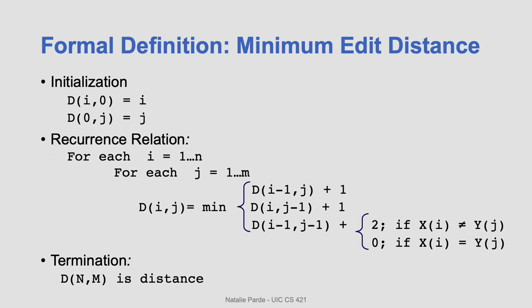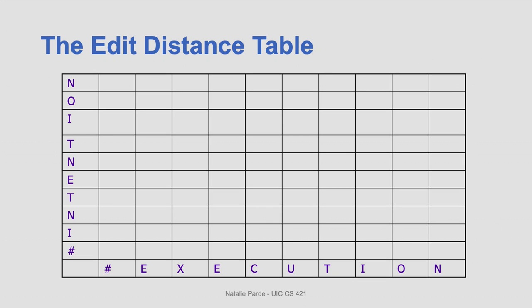And finally, when we reach the end of both strings, we terminate this process, and we have our minimum edit distance. So now we can work out an example of that process. We'll start out with a completely empty table, and we want to find the minimum edit distance for transforming intention into execution.